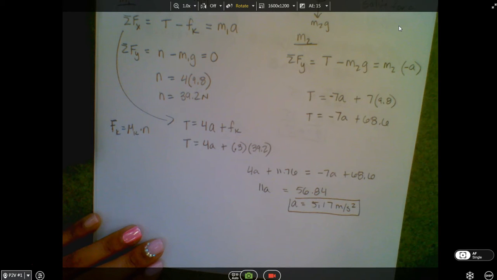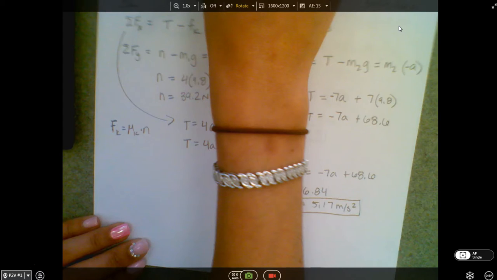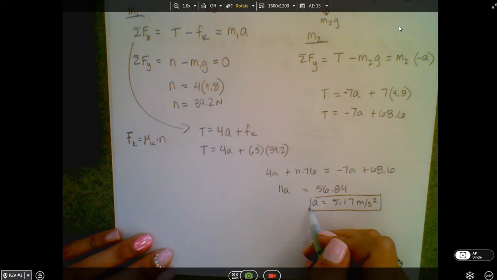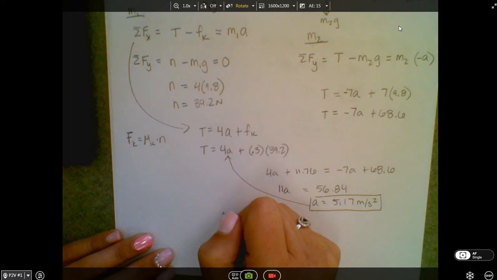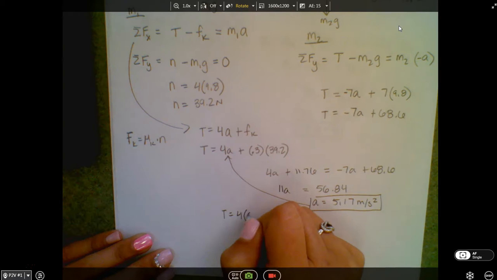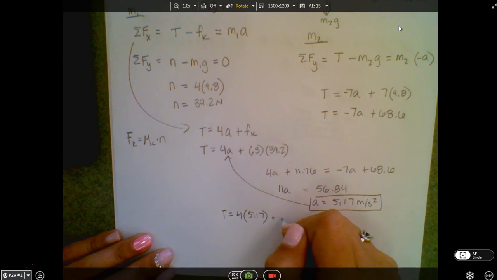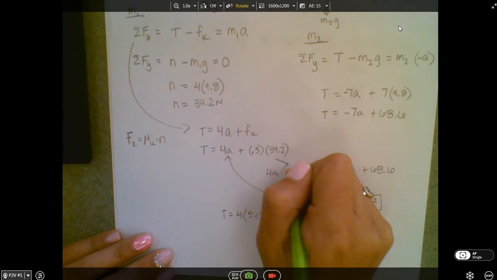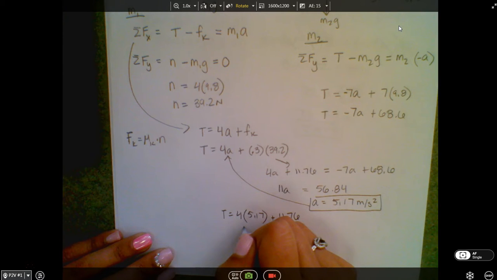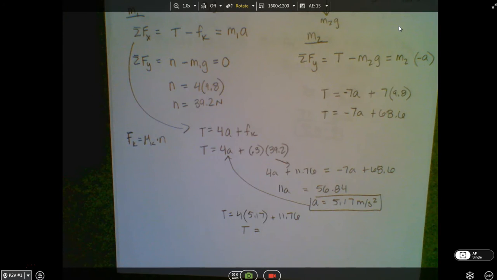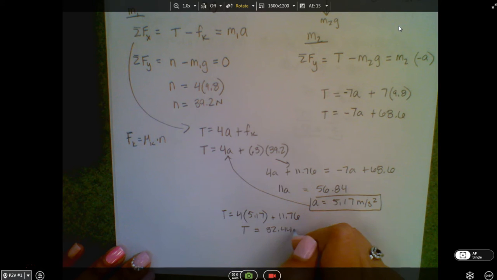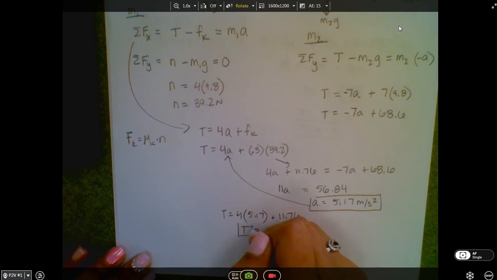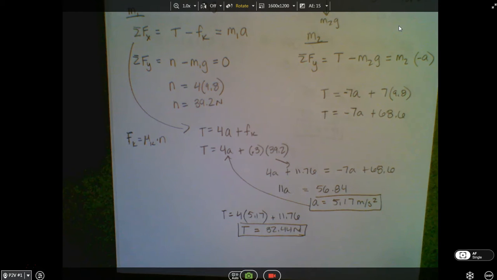Once we have that, it's really easy to find T, because all we do is plug this back into one of our equations. That one or this one would work, it doesn't matter. So then I go T equals 4 times 5.17 plus, and I know this is 11.76, remember I already solved this. So T is equal to 4 times 5.17 plus 11.76. So T is equal to 32.44 newtons. Remember, tension is a force, so it gets newtons. And that's it.